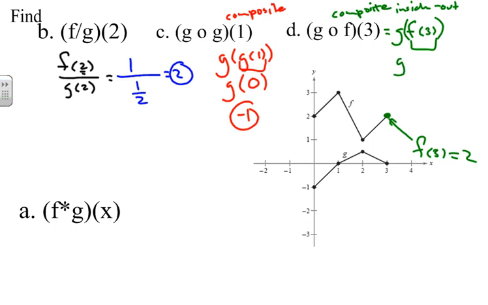So I plug that in there, and now I look for g of 2. Well, g of 2 happens to be right here. G of 2 is 1/2, and so my value for g composed of f of 3 is 1/2.